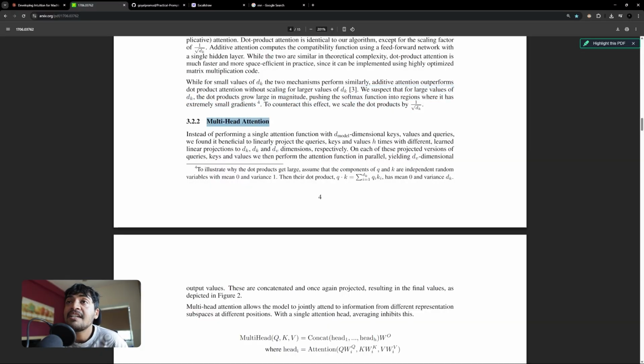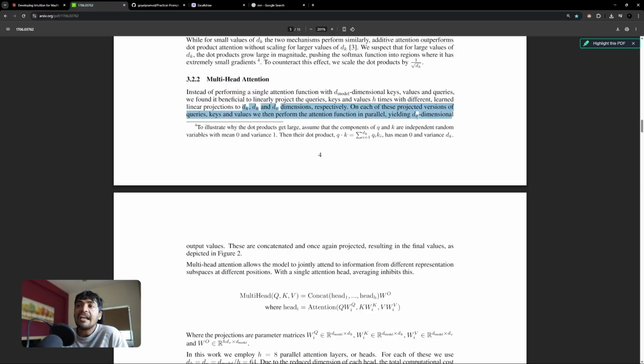Now looking at multi-head attention. Instead of performing a single attention function with d_model dimensional keys, values, and queries, we found it beneficial to linearly project the queries, keys, and values h times with different learned linear projections to dk, dk, and dv dimensions respectively. On each of these projected versions of queries, keys, and values, we then perform the attention function in parallel, yielding dv dimensional output values. These are concatenated and once again projected, resulting in a final value as depicted in figure 2.